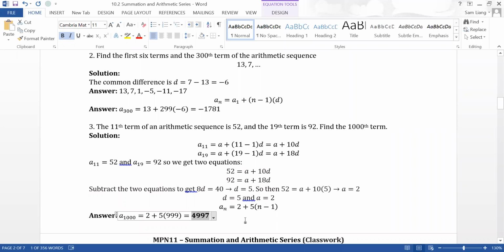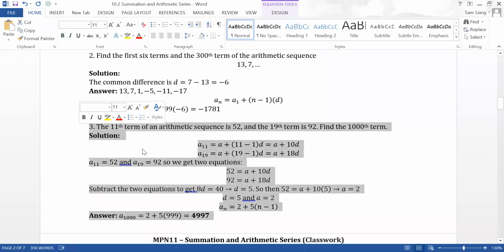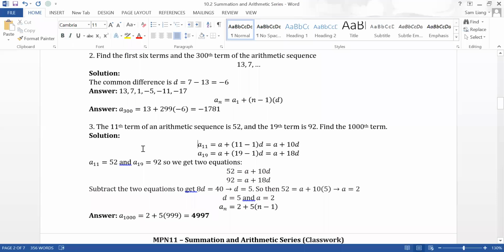Okay. All right, so all of you are done with the homework. If you copy this, these are the 3 solutions to the classwork, which again is also the homework.